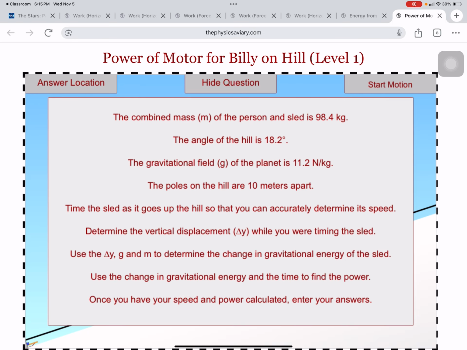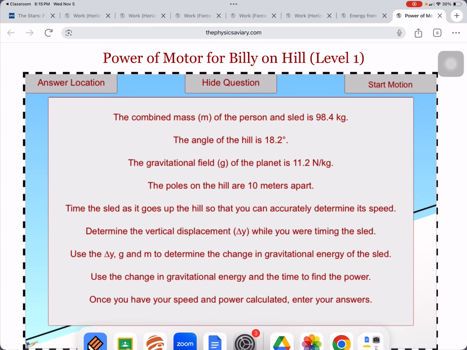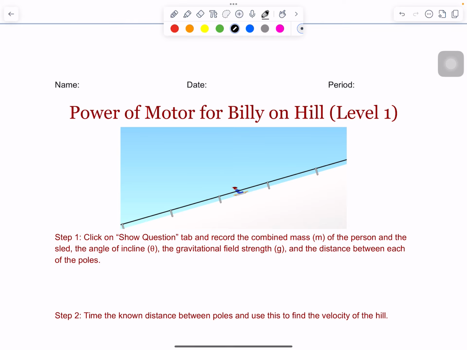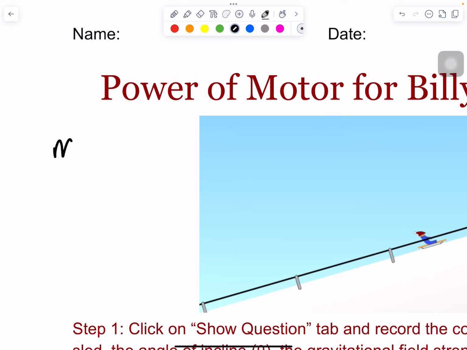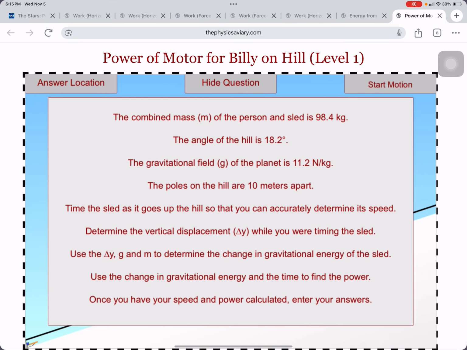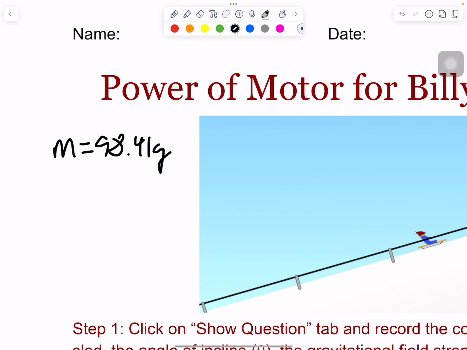Let's write all this down. We're given the mass of the person in the sled, 98.4 for me. So mass, 98.4 kilograms. I'm also given the angle of the hill. Theta right here is 18.2 degrees.